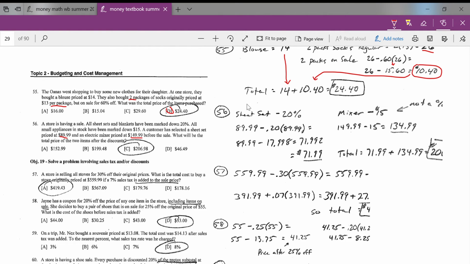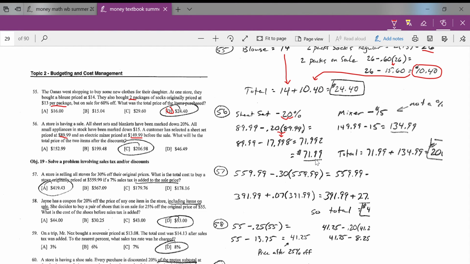So the sheet set is very similar to some of these other problems we've done. It's 20%. We move it twice. That's 0.20. So the regular price is $89.99 minus the discount, and we have to go 0.20 times $89.99. That gives us this discount here. Almost $18. When we round, we get 17.998. Subtract regular price minus the discount gives you $71.992. So we round that, gives you $71.99. So that's how much for the sheet set.